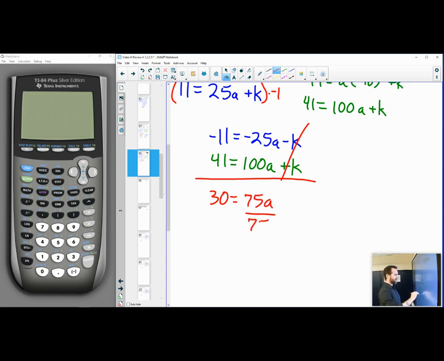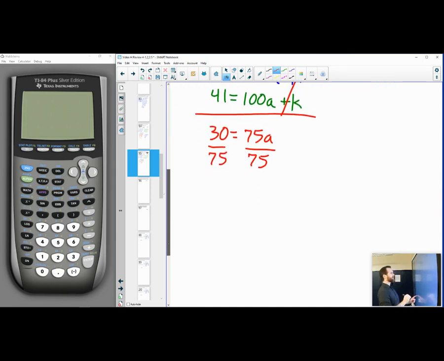Divide 75 on both sides. So we get 30 over 75. Let's simplify this. We can divide them both by 5, so that would be 6 over, 5 goes into 75 15 times, if I'm doing that correctly in my head. I think I am. And then we can divide that still by 3 each, so we get 2 over 5. Is that the same thing?